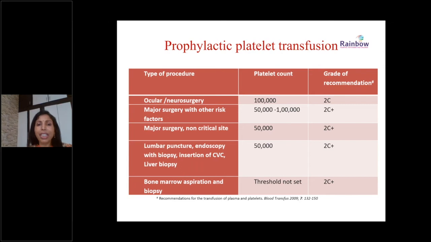For example, you are going to do a lumbar puncture, or a bone marrow aspiration in a child who is on cancer treatment. For lumbar puncture, we ideally maintain around 50,000. For bone marrow, there is no threshold. The majority ask this question: what is the cutoff for bone marrow aspiration? There is no threshold that has been set. One can go ahead and do the bone marrow under aseptic conditions, and then after that you can apply pressure and seal it, rather than giving prophylactic platelets and then doing the bone marrow.